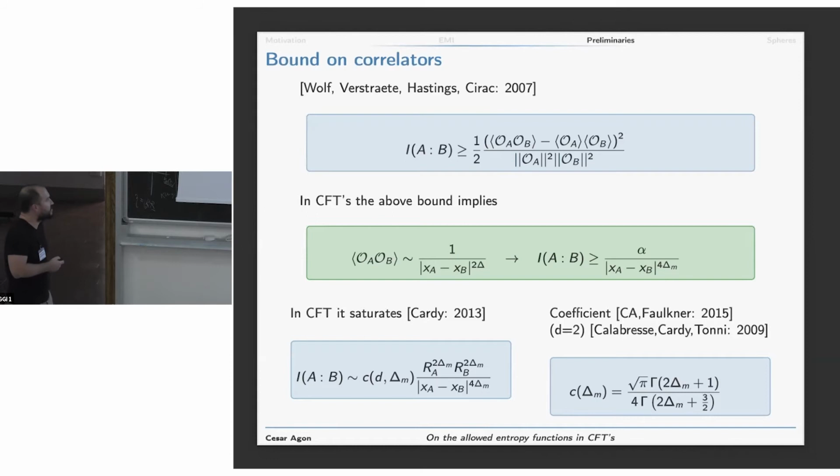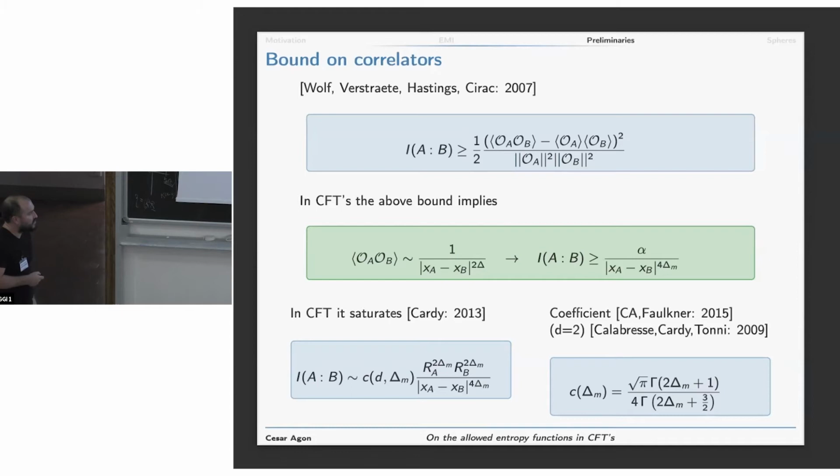And so I found it interesting that actually, if you just naively plug into this inequality a primary operator of a CFT, let's say, if you apply this inequality for a CFT and you just plug in an arbitrary primary operator, then what you get is that the mutual information bounds the square of a two-point function. Oh, okay, this is wrong, this should be four. The square of a two-point function is parametrically bounded below, up to some coefficient, times this function.